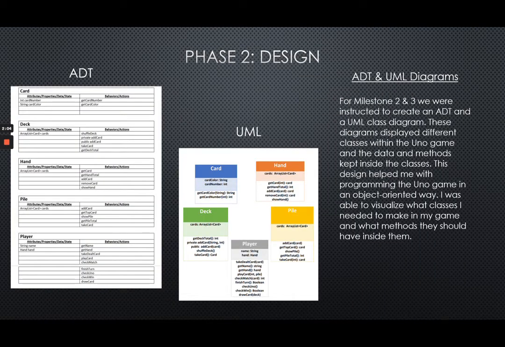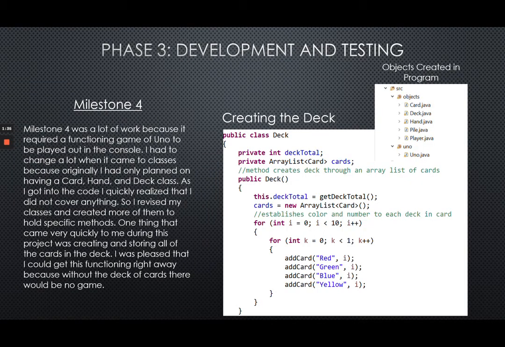In phase 2, this was the design. It really dealt with our classes and trying to think of object-oriented programming. And so we created an ADT and a UML, and these just spread apart our classes, gave specific methods and data within each class. Again, before we touched any of the code, we did this. So when we got into the code, we had a lot of things figured out in our heads. So that made phase 3 a whole lot easier when we actually go in Milestone 4 and create everything.